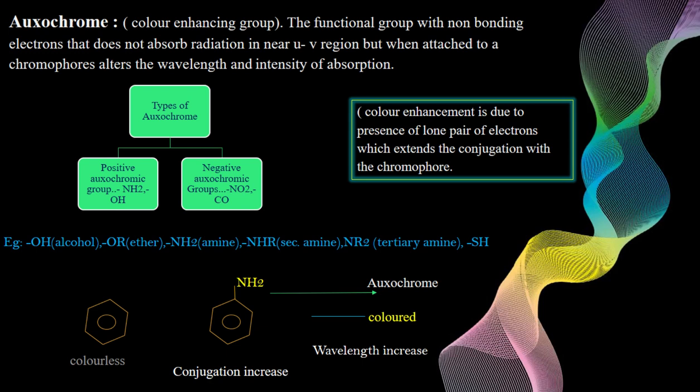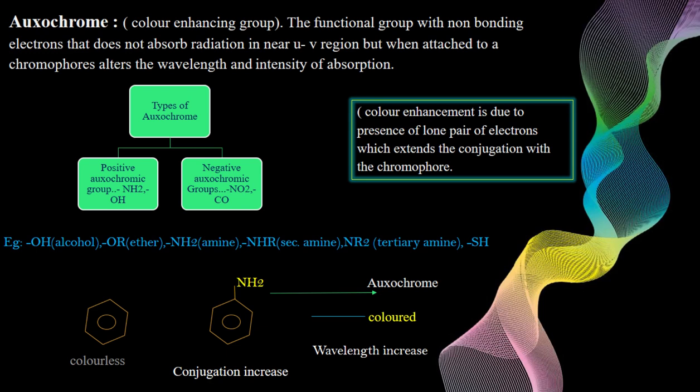Now we will discuss the different types of auxochrome. There are basically two types of auxochromes: one is the positive auxochromic group, and another is the negative auxochromic group. Positive auxochromic groups are like NH2, OH, and negative auxochromic groups are like NO2, CO. Some examples are OH, that is the alcoholic group, OR, that is the ether group, NH2, that is the amine, NHR, that is the secondary amine, NR2, tertiary amine, and SH.